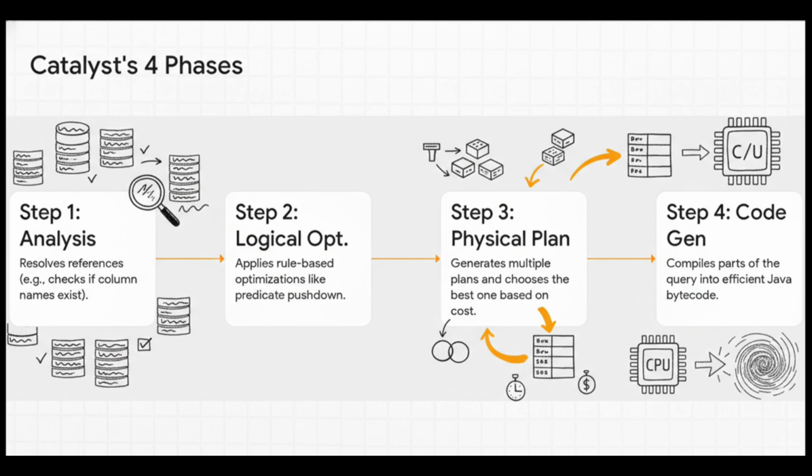Next, logical optimization. This is where it gets clever. For instance, if you have a massive table and you filter it for country equals USA, Catalyst is smart enough to push that filter down to the data source. That means it only reads the US data in the first place instead of loading the entire planet's data into memory just to throw most of it away. Huge.